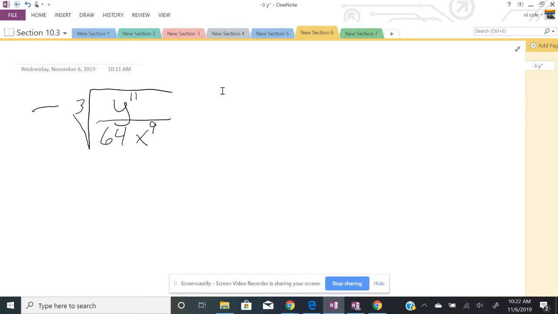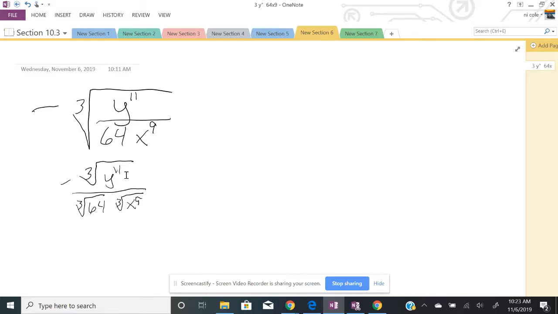Here we go. Here's a perfect example of where things won't go in. All right, so remember I can break this up into the cubed root of y to the 11th over the cubed root of 64 and the cubed root of x to the 9th. I still have that negative.